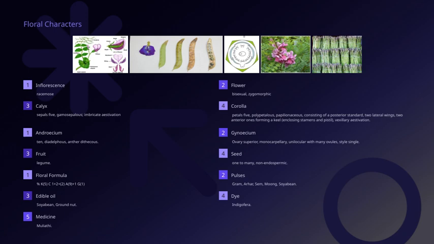Moving on to the corolla, it consists of 5 petals that are polypetalous and exhibit a papilionaceous, or butterfly-shaped, structure. This includes a posterior standard petal, 2 lateral wings, and 2 anterior petals forming a keel that encloses the stamens and pistil. The vexillary aestivation describes the arrangement of these petals. The flower is bisexual and zygomorphic, meaning it has symmetrical features along one plane, which is quite characteristic of many legumes. The floral structure is quite complex, but fascinating.